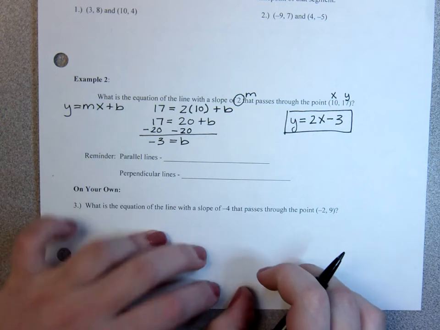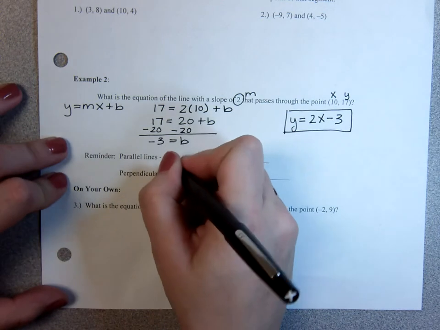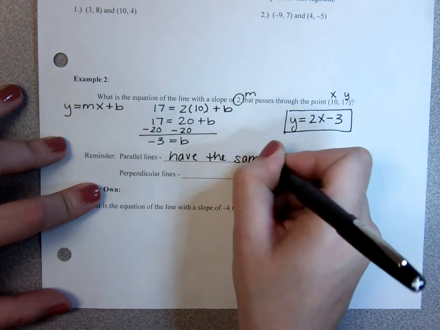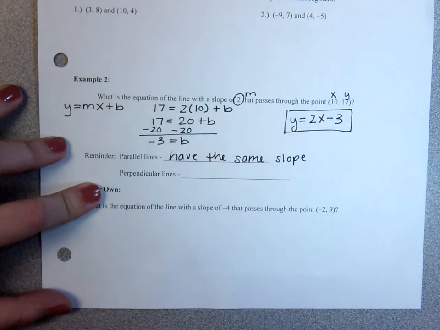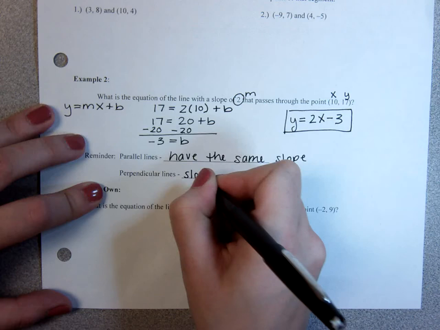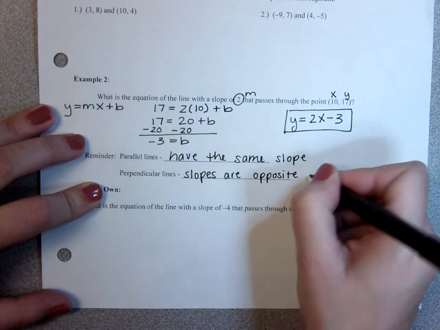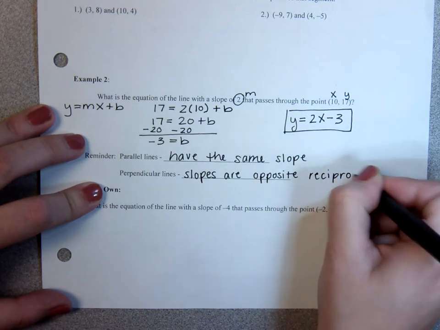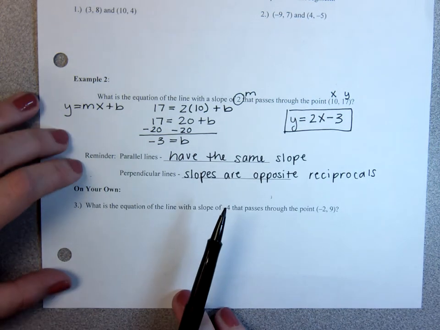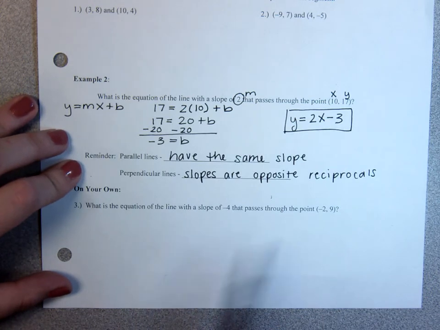Now remember, when you're talking about lines that are parallel or perpendicular, parallel lines have the same slope, the same exact m value. The slopes of perpendicular lines are called opposite reciprocals. Opposite means you change the sign. Reciprocals means you flip the fraction. So now you guys can try a couple problems finding the equation of a line when you have the slope and 1 point on a line.